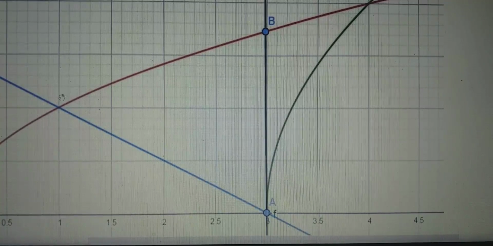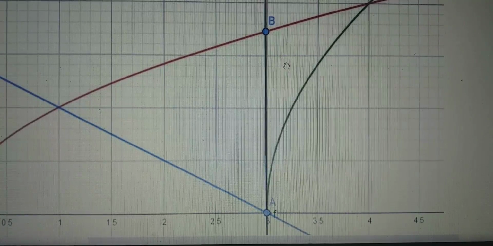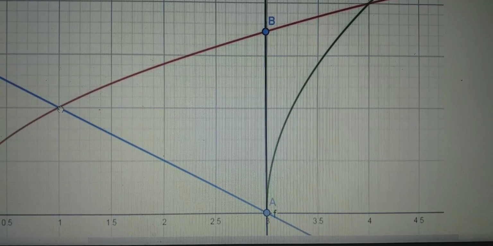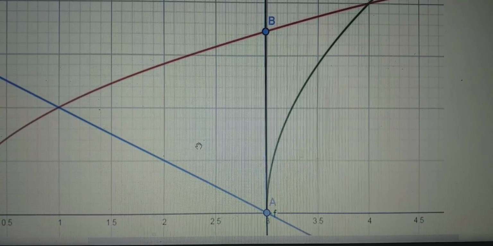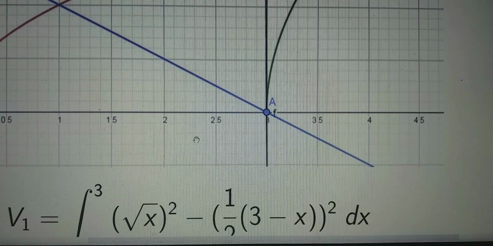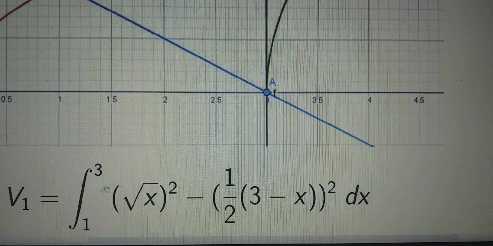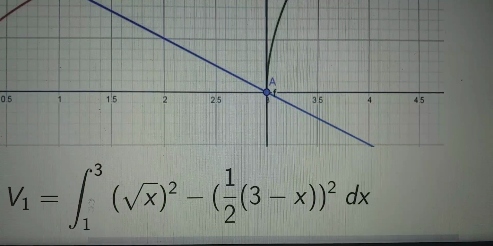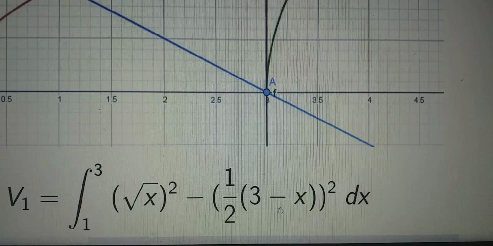We will find the volume of the first part. The bounds are 1 and 3, and the red curve is above the blue line. So the first volume is, I'm sorry, there is a pi in this part, pi times the integral from 1 to 3 of square root of x squared minus one half times (3 minus x) squared, and we get the volume of the first part.